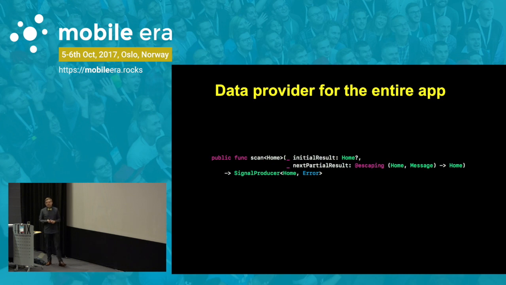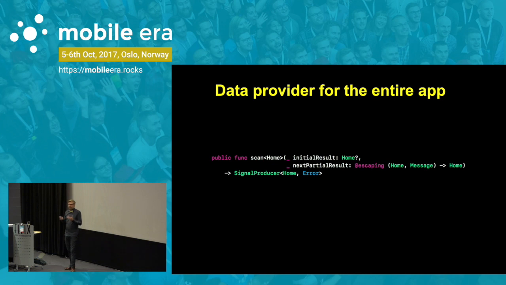So he tipped us about this method that's named Scan. And that's basically the data provider for our entire app. So that's one big function. We can, of course, refactor it into several smaller ones, but it takes one initial result. So when we launch the app, you give it a home.